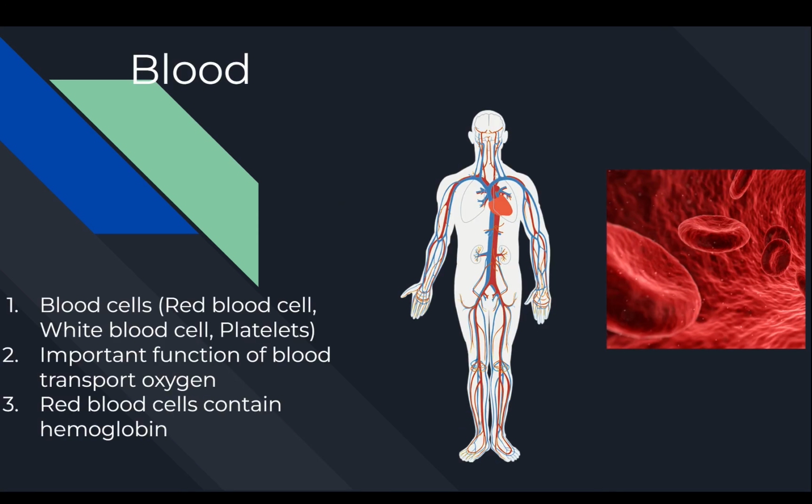Blood is made up of 3 different types of cells. They include red blood cells, white blood cells, and platelets. One important role of our blood is to transport oxygen to cells and tissues throughout the body. More specifically, the red blood cells within our blood perform this function. Red blood cells contain hemoglobin, a red protein which gives blood its color and ability to transport oxygen.